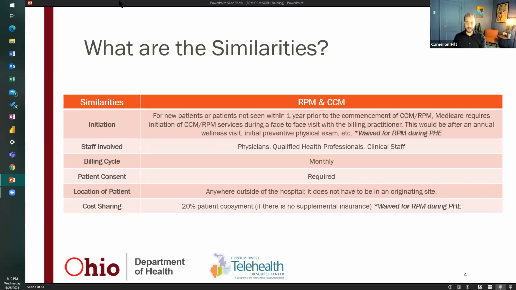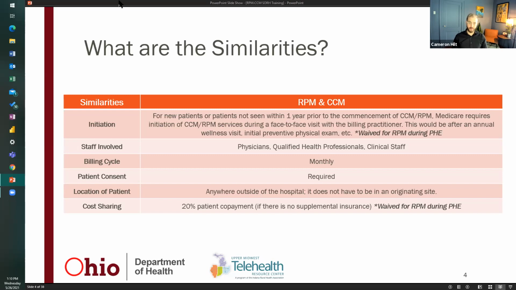When it comes to similarities, I will note that some of these similarities are temporarily not similarities. Before the institution of the public health emergency, or the PHE, the initiation of both services required that if a patient had not been seen within 1 year prior to the commencement of either service, there would be a required face-to-face visit with the billing practitioner.